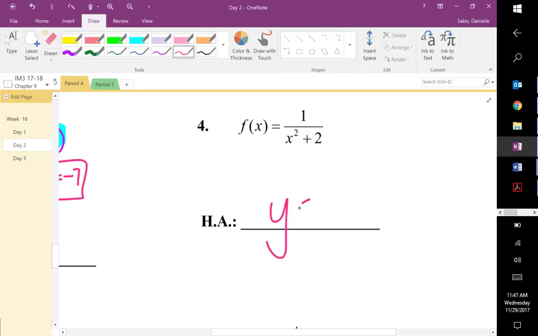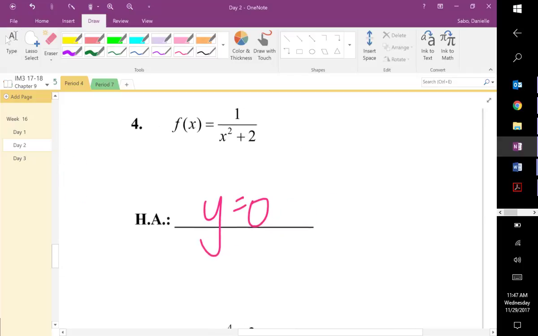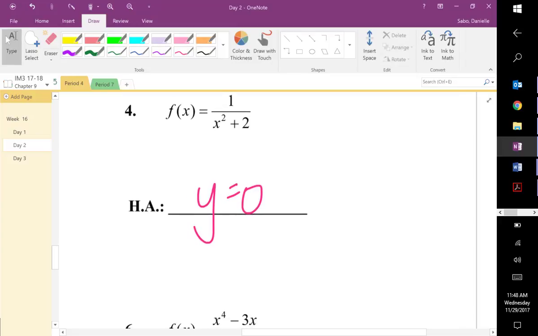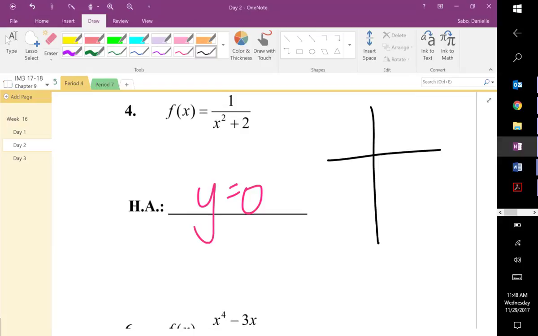So this is right. A lot of you got it. Y equals 0. But let me sketch you a graph so that you understand this. So no phones, just eyes, because this stuff is too hard for you to get distracted with. I just want to explain to you what this is. That's all.